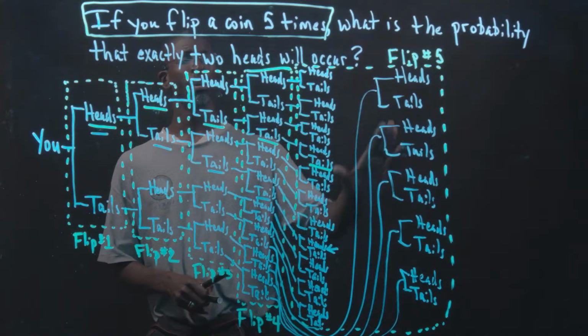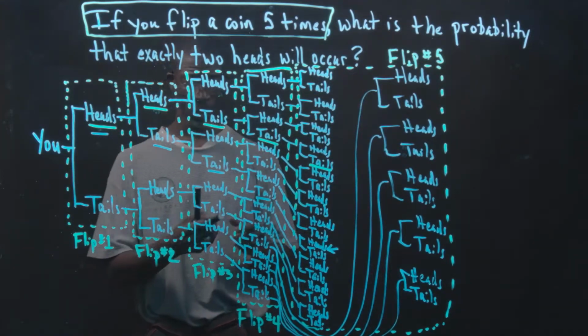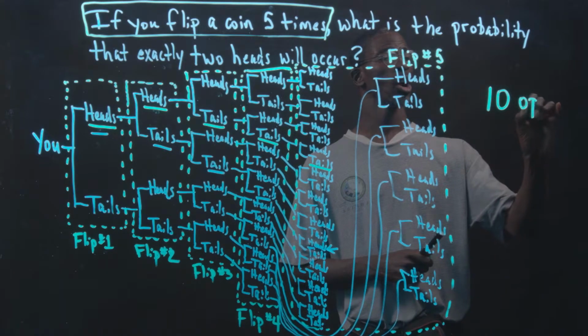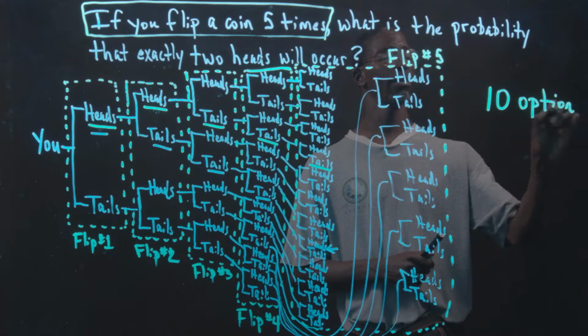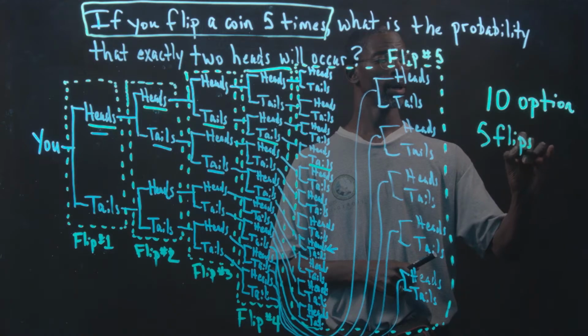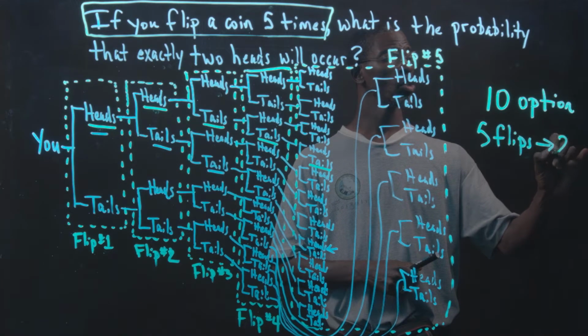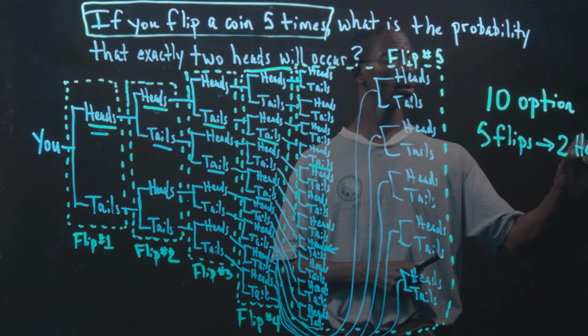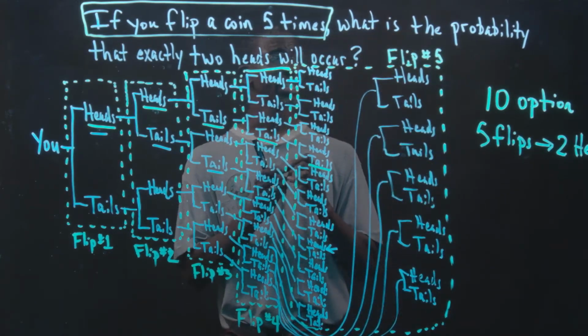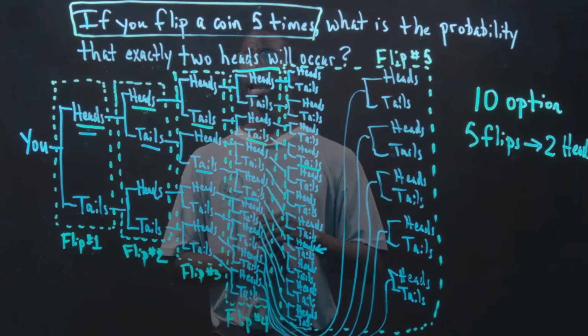Because we've gotten very busy with our tree diagram, I'll let you know that there are exactly 10 options. There are 10 ways to achieve 5 flips and getting only 2 heads. There's only 10 options. And we'll discuss why that's significant in our next series.